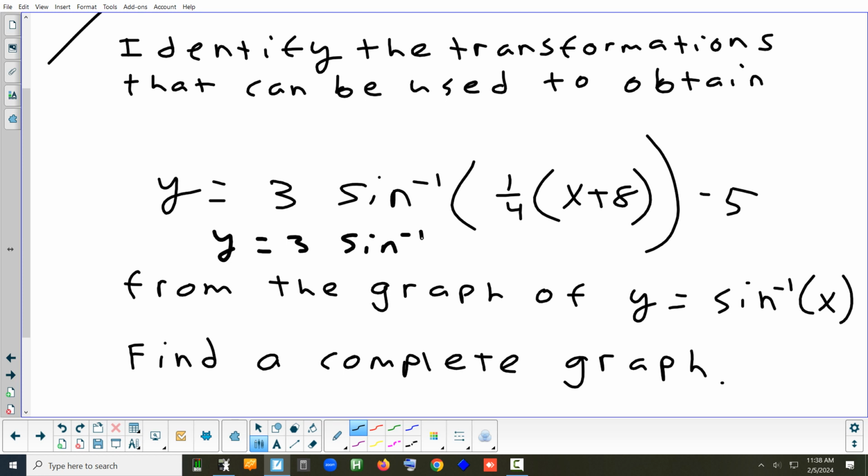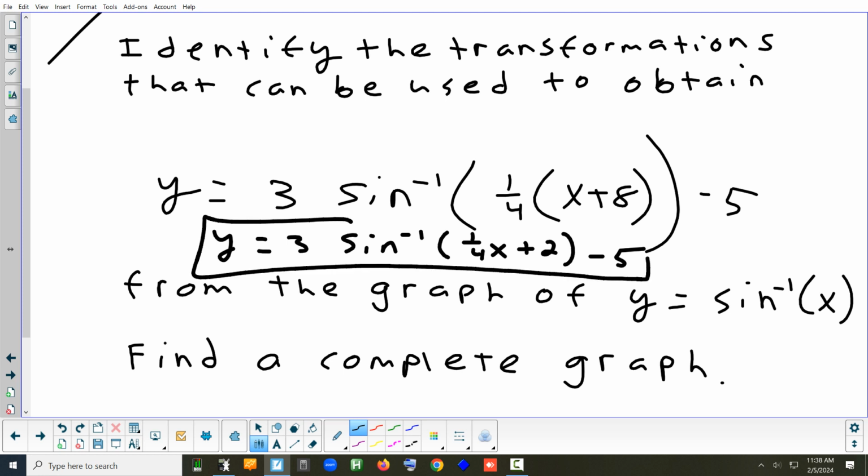The C and the D were okay. We could tell what those were, but the A and the B, not as much until we distribute it. So 1/4 x plus 2 minus 5. That's what we want to look at.